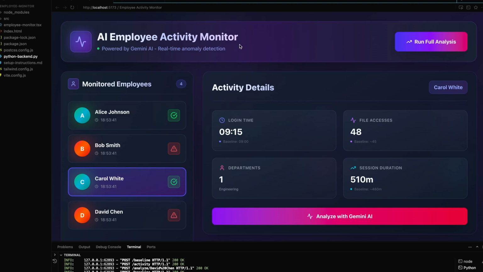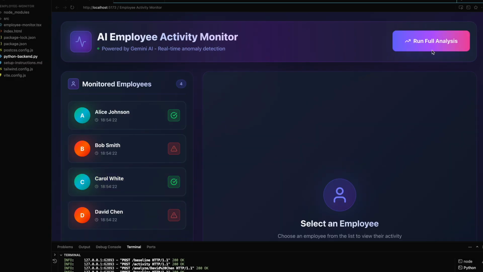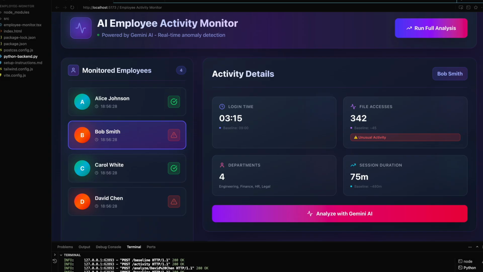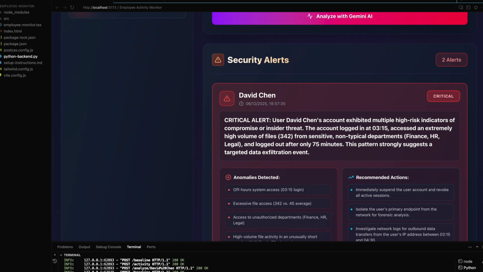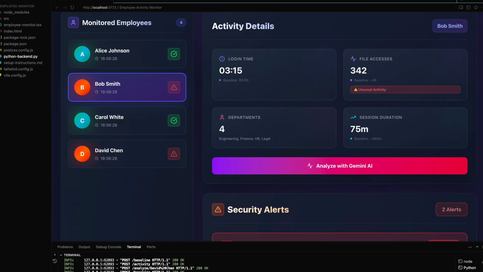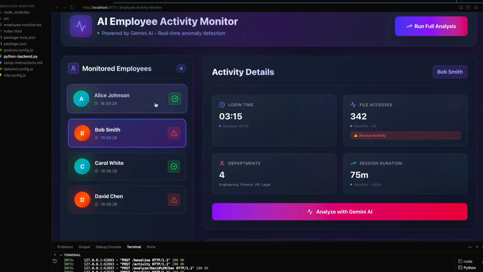And you can do a full analysis here also. Just refresh and do it. If you see here, it finished the full analysis for suspicious activities. And you can do the same for the others also, I mean, for non-suspicious ones. But yeah, it is the same.